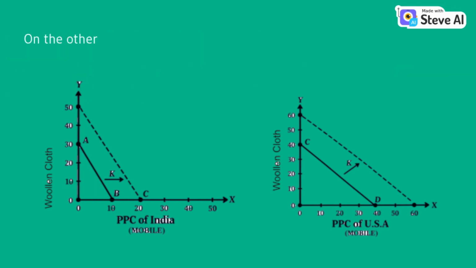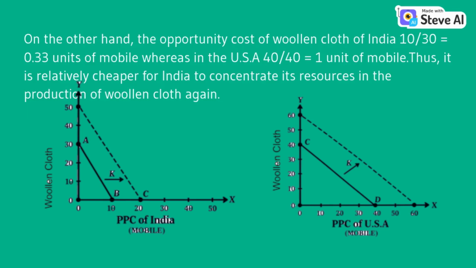On the other hand, the opportunity cost of woolen cloth in India, 10 over 30, equals 0.33 units of mobile, whereas in the USA, 40 over 40 equals 1 unit of mobile. Thus, it is relatively cheaper for India to concentrate its resources in the production of woolen cloth.